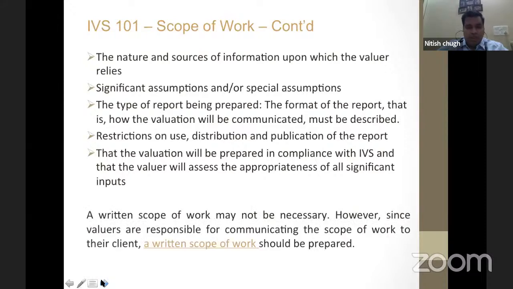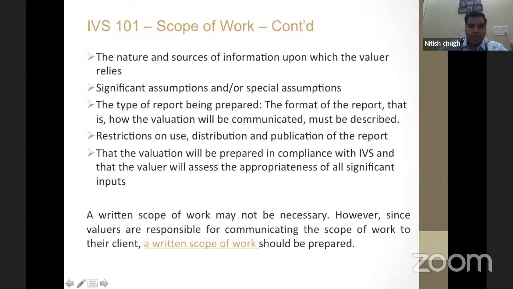A written scope of work may not be necessary. However, since valuers are responsible for communicating the scope of work to their client, a written scope of work should be prepared and delivered to the management. It is to the same authority who has appointed you. Okay? If the board has appointed you, the written scope of work must be addressed to the board, not to any person below board level.